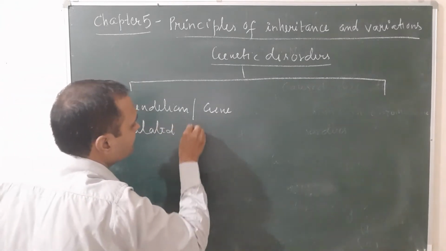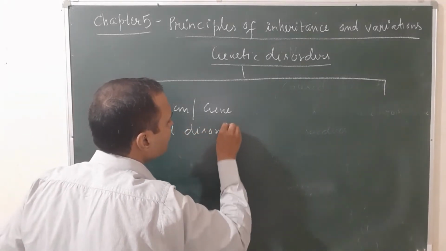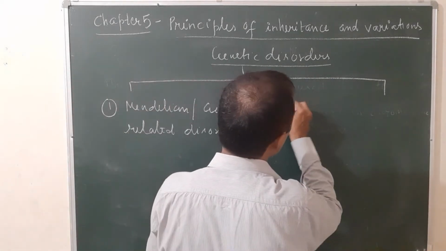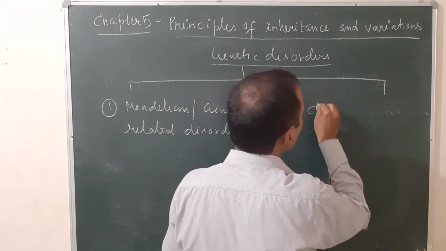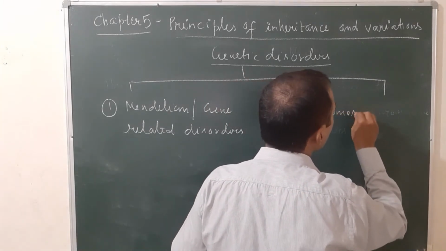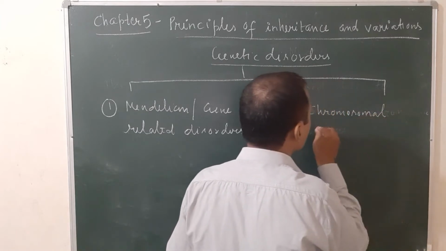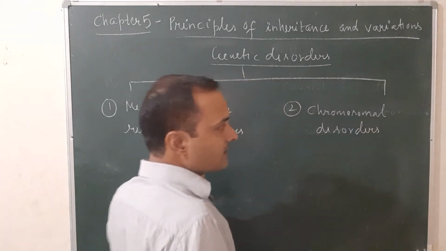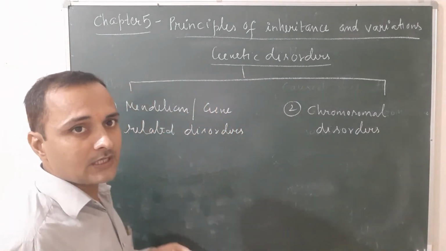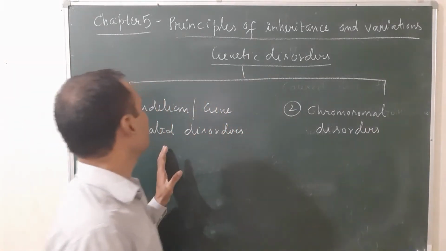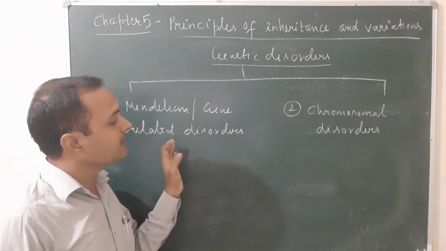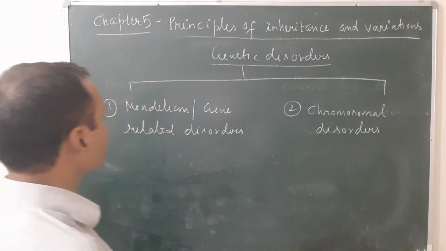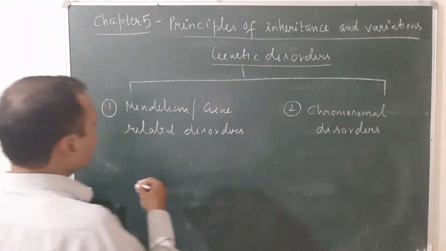First one is known as Mendelian or gene-related disorders, and second one is known as chromosomal disorders. Once again, genetic disorders are further classified into two types. First one is the Mendelian or gene-related disorders, and second one is chromosomal disorders. Okay, so let us see these Mendelian disorders.